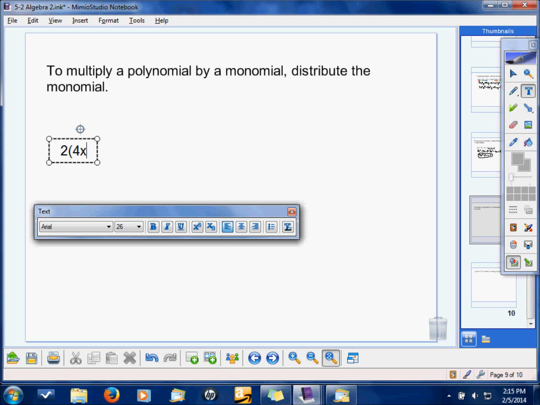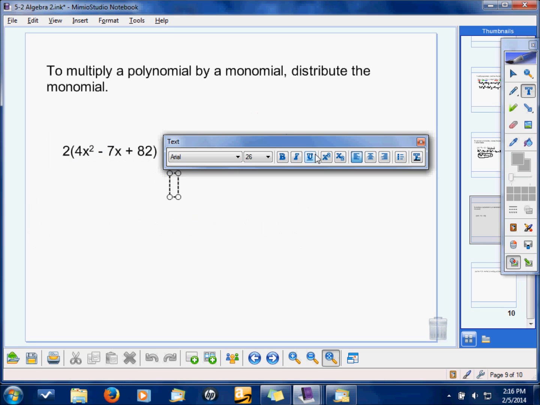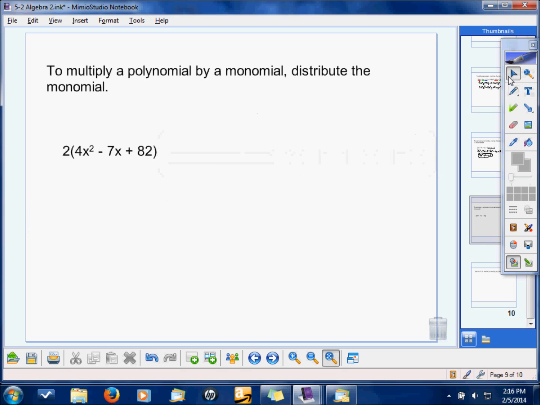And I could then have something like 4x squared minus 7x plus 82. So that actually is a fairly simple monomial times a polynomial. What that means is you're going to take this monomial and distribute it. You're going to multiply it times each one of these terms in the polynomial.